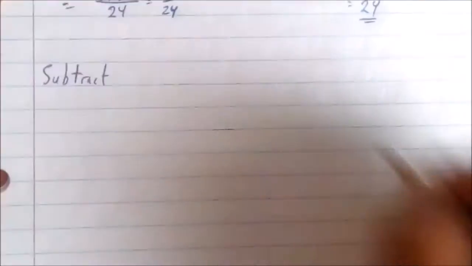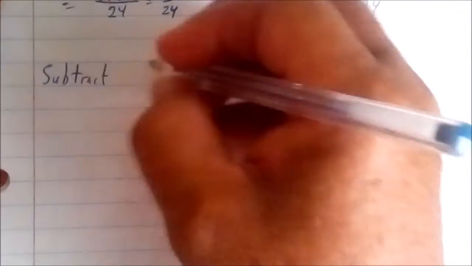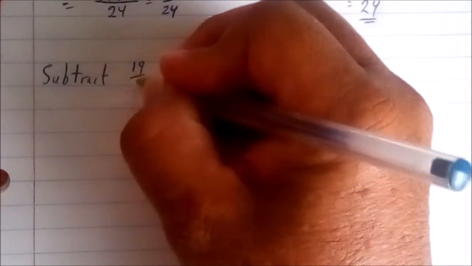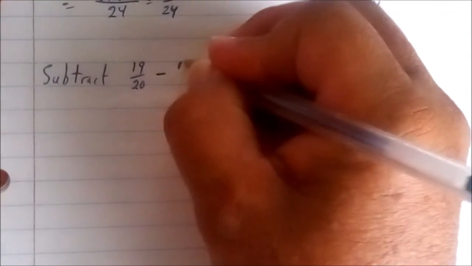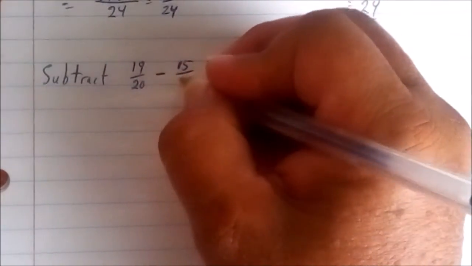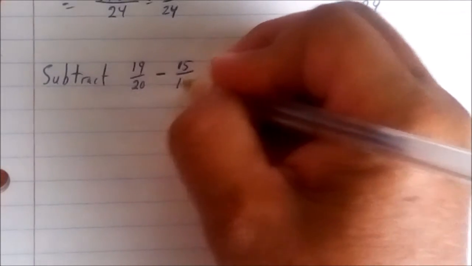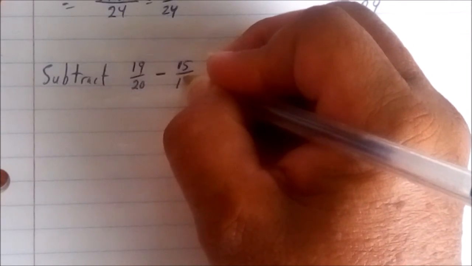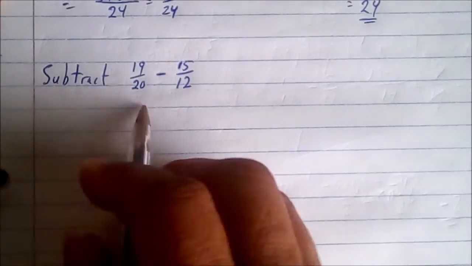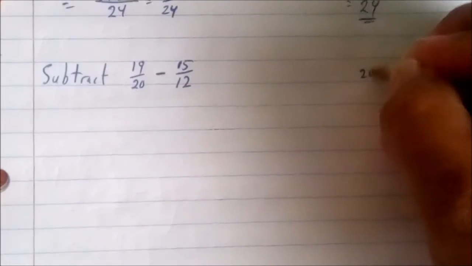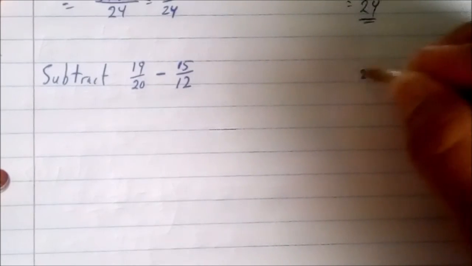I will say subtract. In this case, let's put 19/20, take away 15/12. Okay, so those are the two fractions which you will be subtracting. So what's the lowest common denominator? We'll put 12, 20 and 12. It doesn't make a difference who comes first or second.